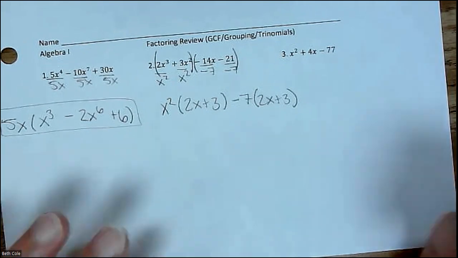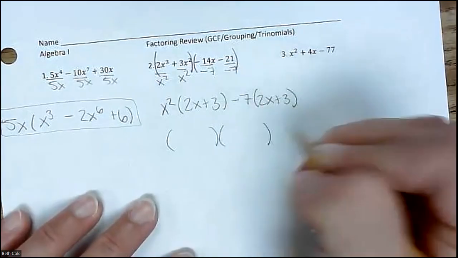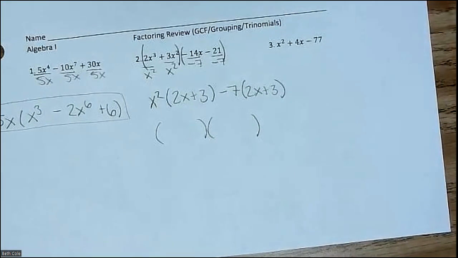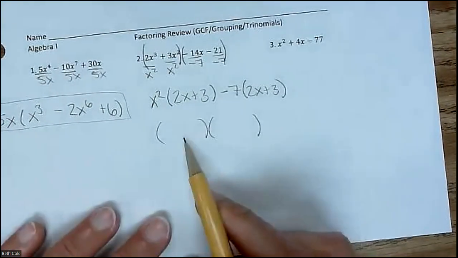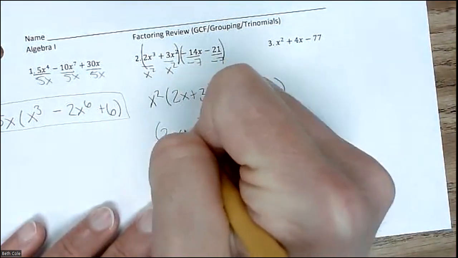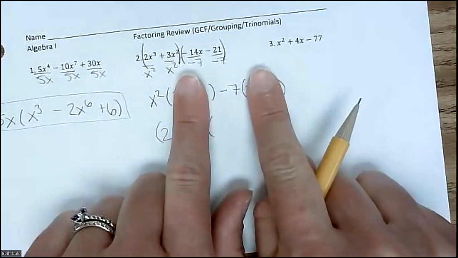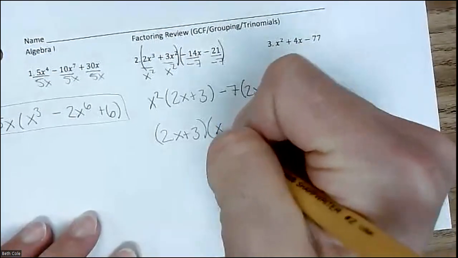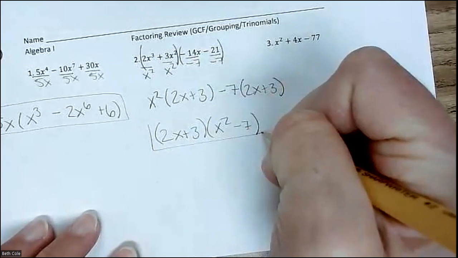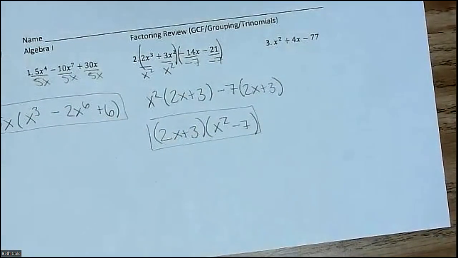And then your final answer, you're going to have these 2 sets of parentheses. Like that's how most factoring ends up. In one of them, you're going to have that thing that they have in common, the 2x plus 3. And then usually I just cover it up. What's going to be in the other one? Beautiful. Does it matter? It does not matter what order you put them in.